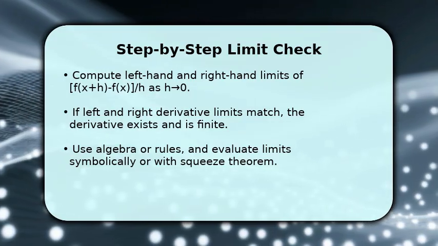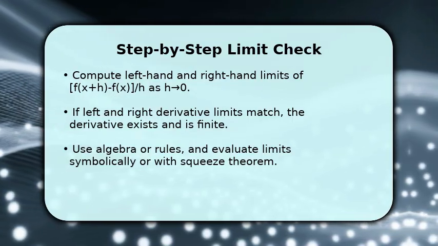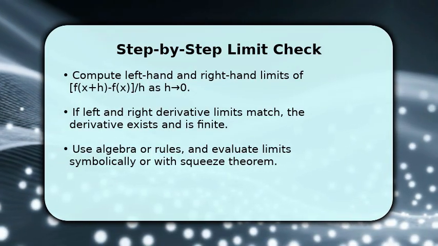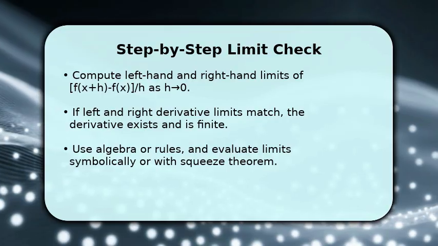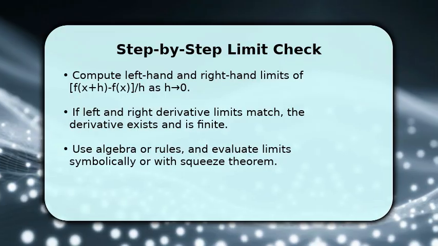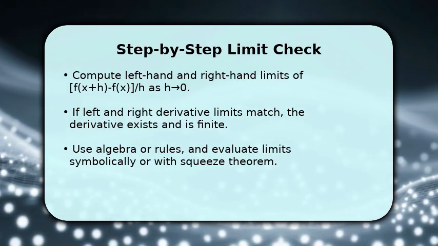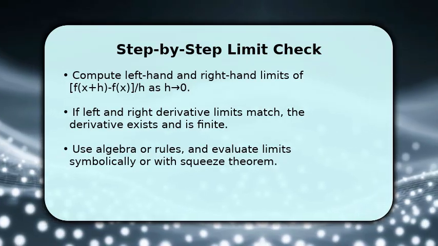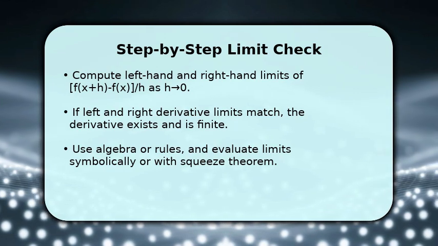Compute the left-hand limit of f(x + h) - f(x), divided by h as h approaches 0 from negative values. Compute the right-hand limit as h approaches 0 from positive values. If the left and right limits match and are finite, conclude the derivative exists at x. Use algebraic simplification, factorization, or the squeeze theorem to evaluate difficult limits accurately and efficiently.